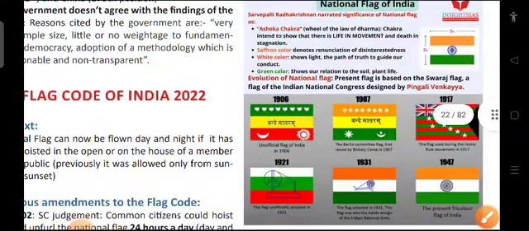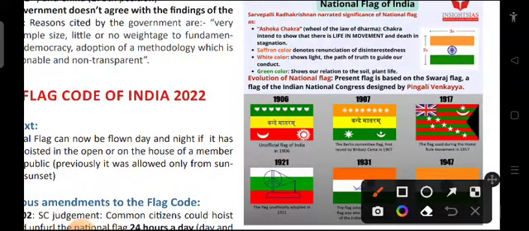Saffron color denotes renunciation and disinterestedness. Then white color shows light, the path of truth to guide our conduct. Then green color shows our relation to the soil and plant life.